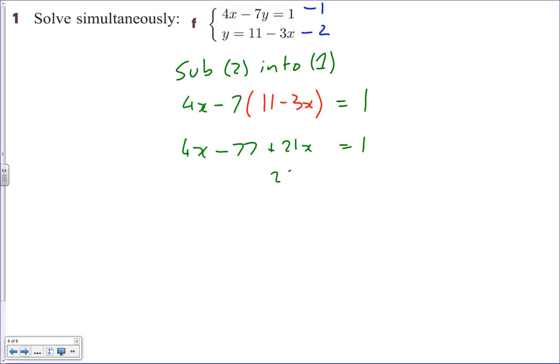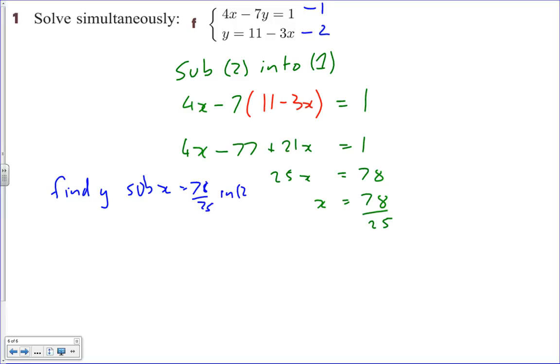So it's going to be 25x equals 78. So x equals 78 over 25. So now we want to find y. Sub x equals 78 over 25 into 2. So use that colour again. So y equals 11, take 3, 78 over 25.